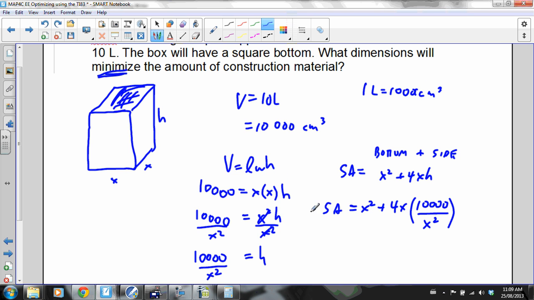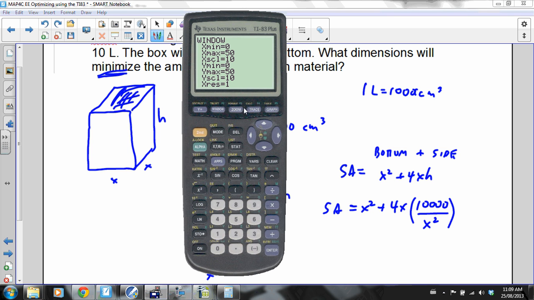The volume was 10,000. The surface area is going to be a big number too. So I don't know, we could put 10,000. Let's try 5,000. Again, if we goof this up, we can always go back and change the window settings by hitting window again. So once I've chosen my window settings, then I hit graph, and hopefully, yeah, look, going down, there's the minimum right there. Lovely. And I'm not even going to press trace. I'm going to go straight to the minimize function.